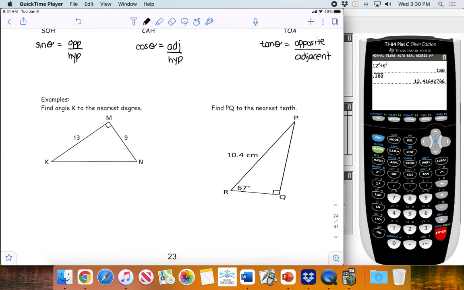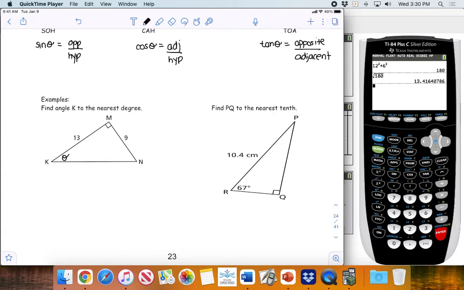So for example, find angle K to the nearest degree. Okay, so they're asking for angle K. So what I'm going to do is set that as my theta, or the item that I'm trying to solve for. Okay, so what you need to do is always label your sides correctly.